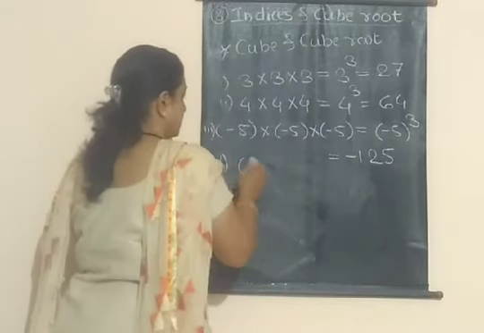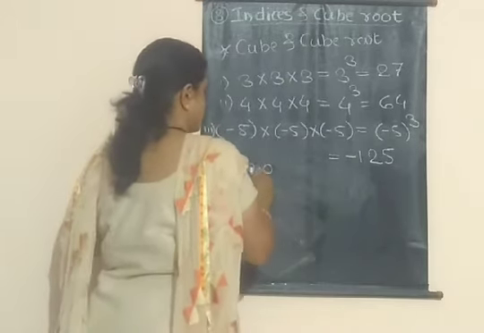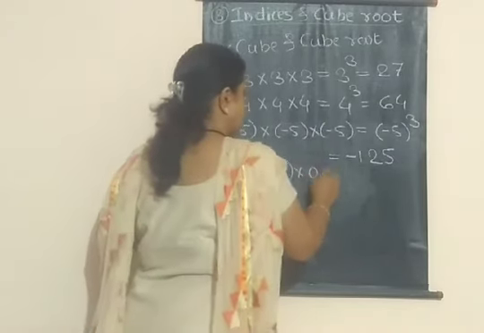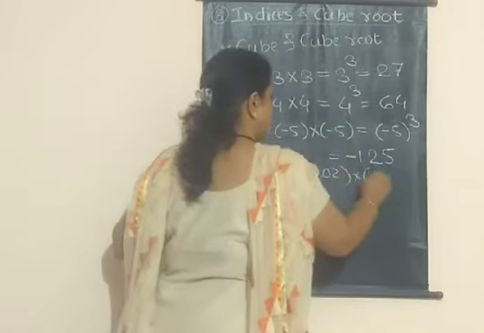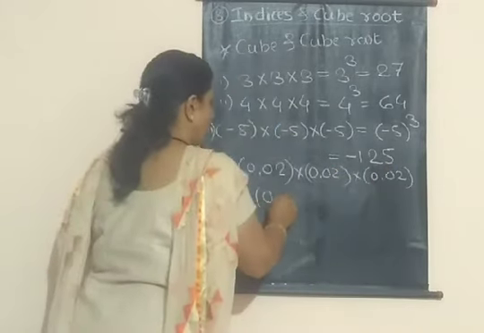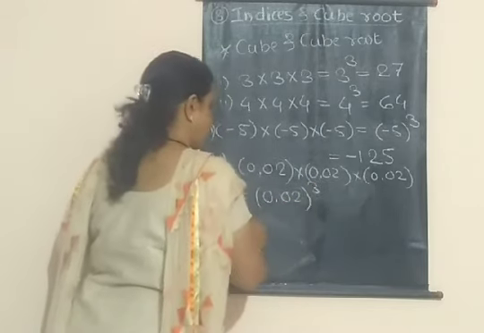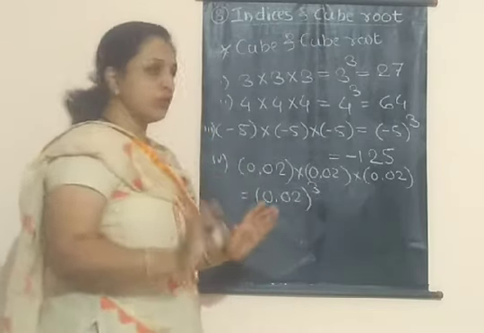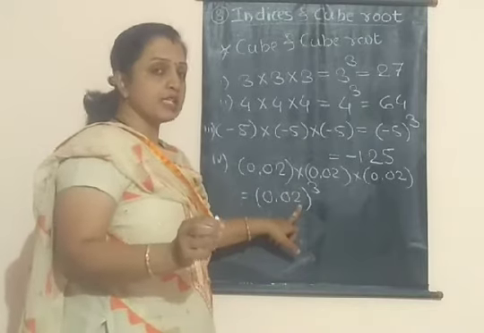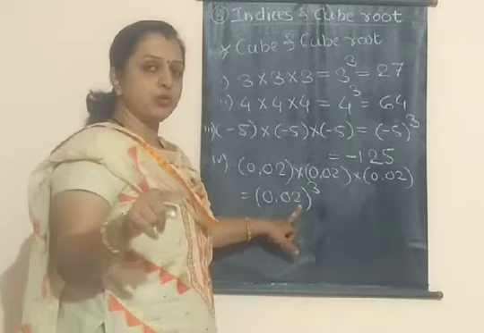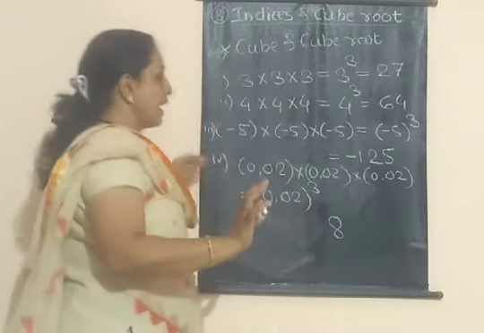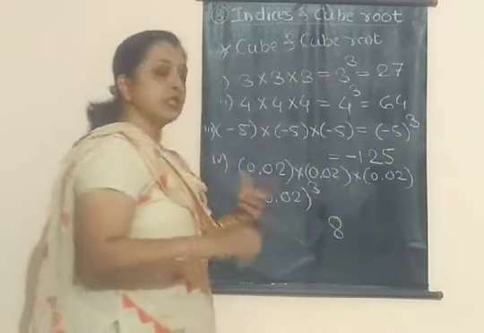Okay. So now let's see another example. Suppose we take the product of 0.02 multiplied by 0.02 multiplied by 0.02. So you can write here the cube of 0.02. Now what we have to do, listen. First we have to take the cube of 2. What is the cube of 2? 2 into 2 is 4, into 2 is 8. So let us write this 8 here. And then after that we have to give the decimal point.